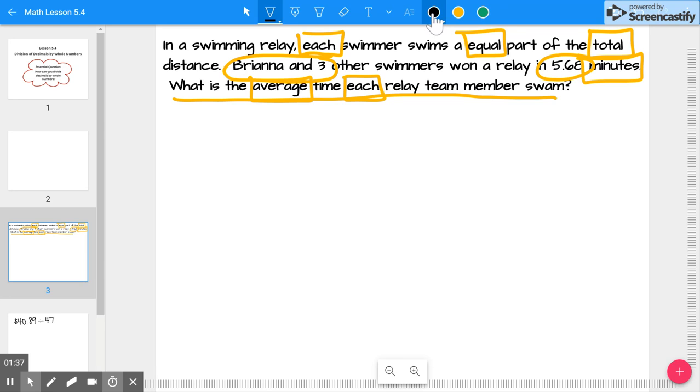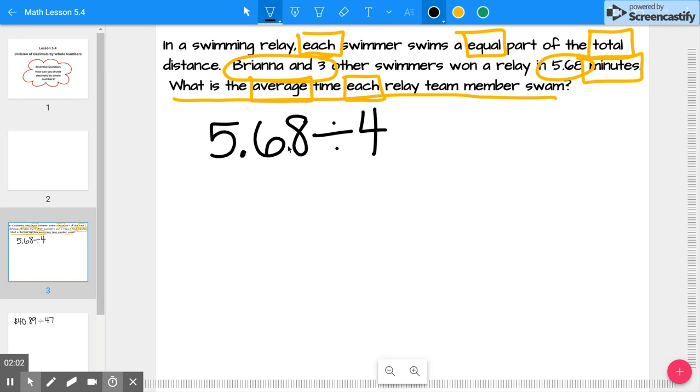So it looks like my division problem is going to be, they did 5 and 68 hundredths minutes all together, so I'm going to use that first. 5 and 68 hundredths. And I'm going to divide that by 4 because there are 4 people swimming, because I want to know what each team member swam. So here's my problem. 5 and 68 hundredths is my dividend, and 4 is my divisor.